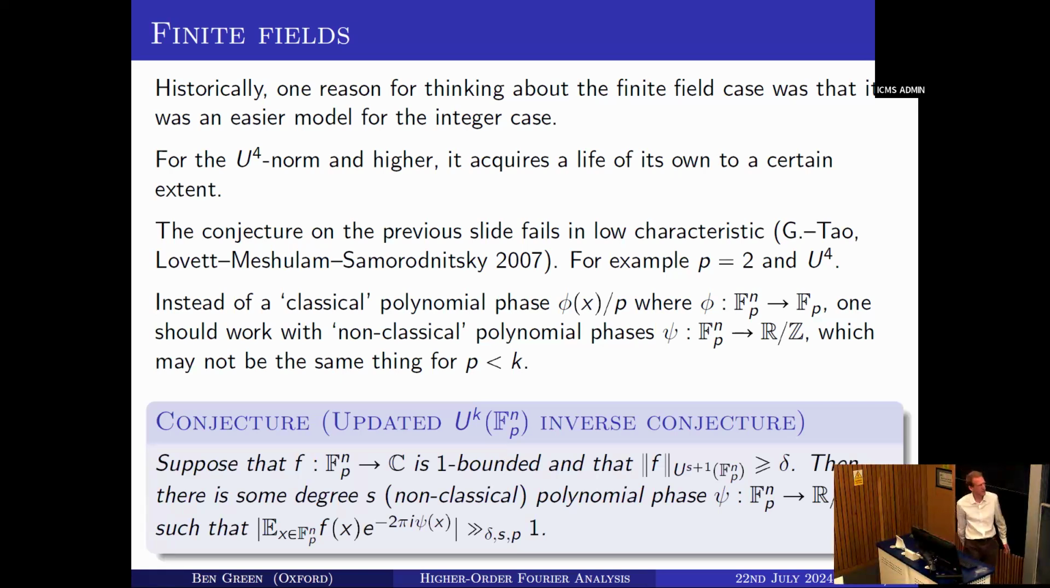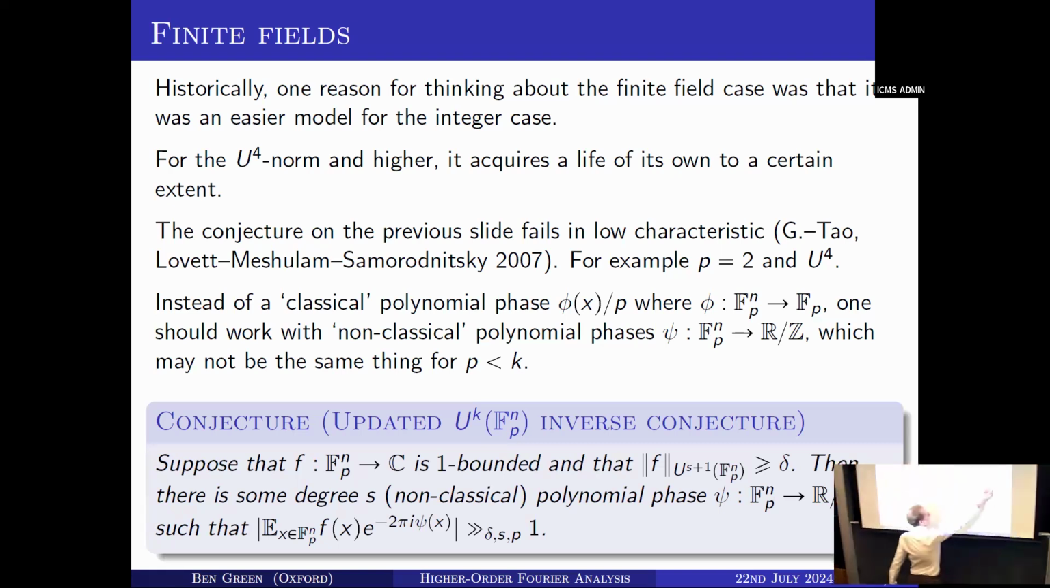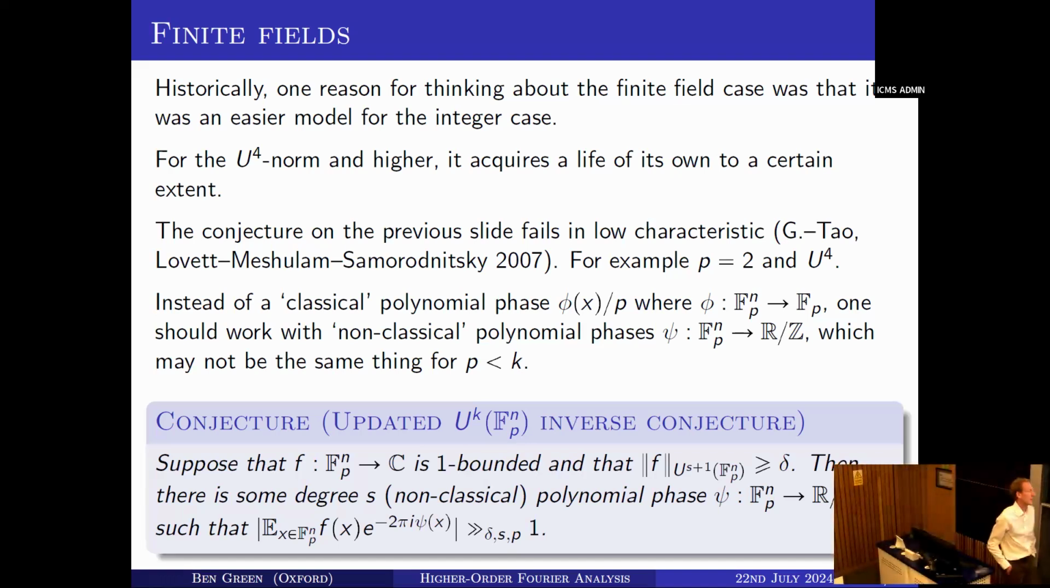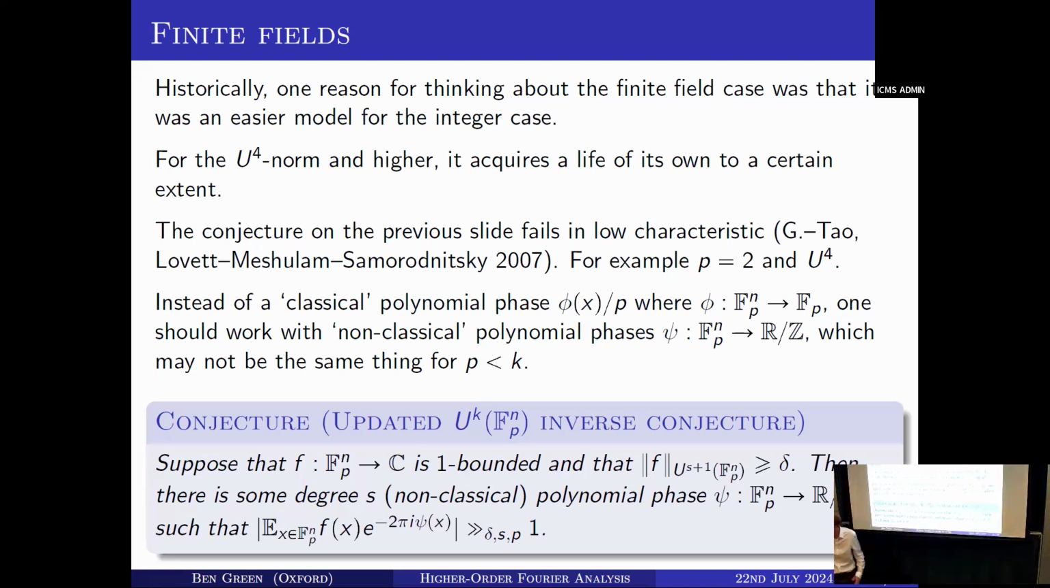And I think in retrospect, I don't really know why we were so hung up on that. But anyway, here's the correct conjecture. It's just the same as before, but now I'm allowing these non-classical polynomial phases that don't necessarily take values in the pth roots of unity, but just anywhere in R mod Z.